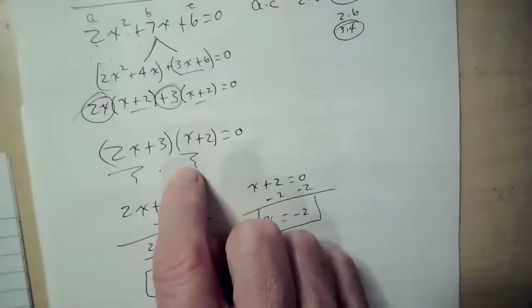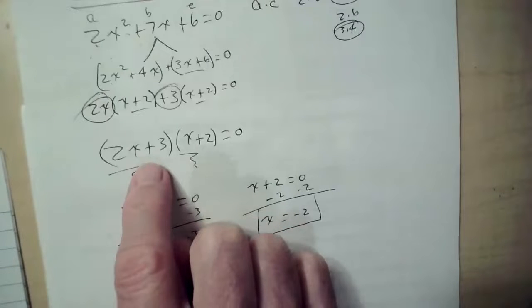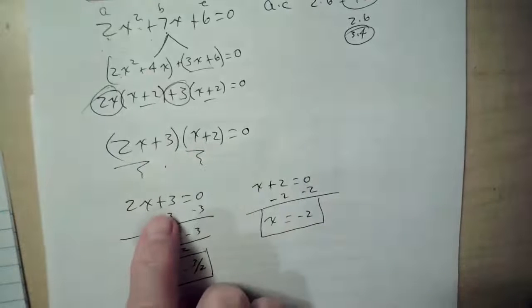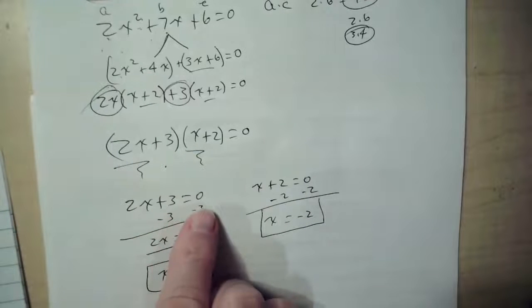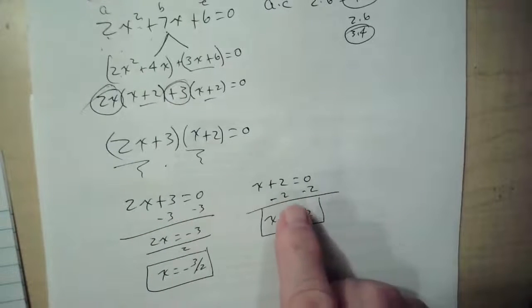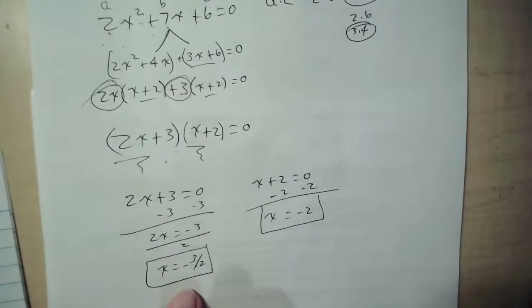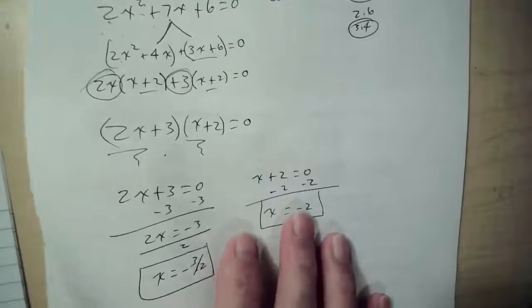See, because our original equation is 2x squared plus 7x plus 6 equals 0. Once we factor this, then we set each one of the factors equal to 0. 2x plus 3 equals 0, and x plus 2 equals 0. And then you solve these equations. Okay?